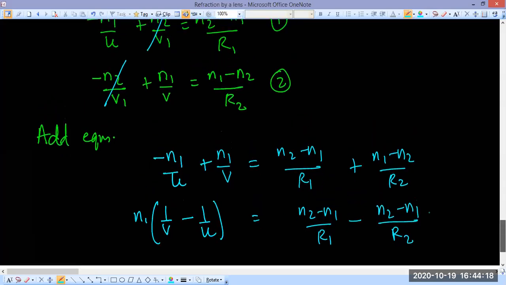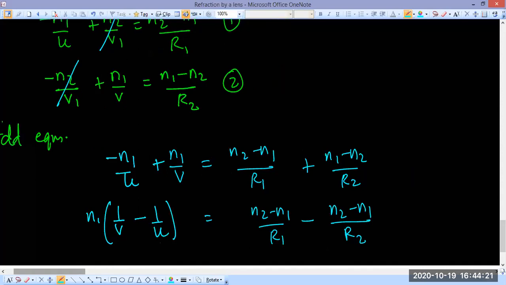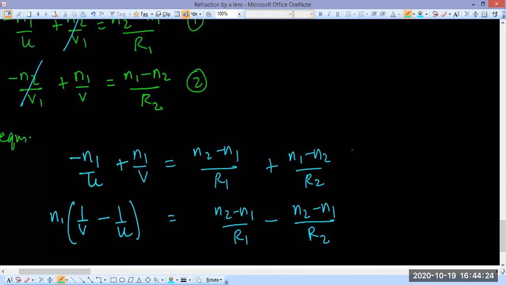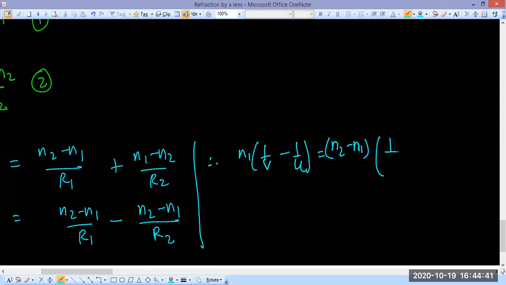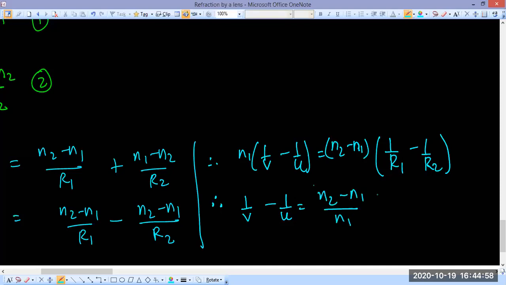And what's common on right side? What's common on the right side? n2 minus n1 is common. Okay, so next step goes here. So therefore n1 into 1 by v minus 1 by u is equal to n2 minus n1 common, bracket માં, અને બાકીનું પાછું બ્રેકેટમાં 1 by r1 minus 1 by r2. I hope this is clear, right? And finally હજી આ ડેરિવેશન આગળ ચાલશે, પણ અત્યારે એકવાર આ ચેક પોઈન્ટ છે. ઓકે, આવી રીતે લખી શકાય.